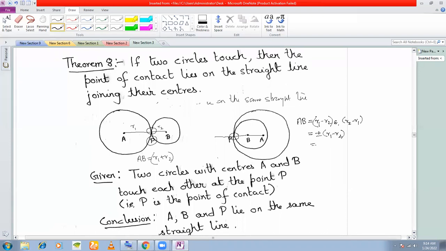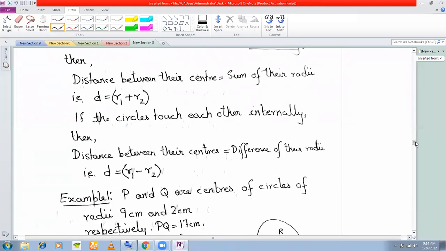Or this can also be written as R1 difference R2. It is the same thing. Whether you write this or this or this, all are the same. So that is what you must know from this part.